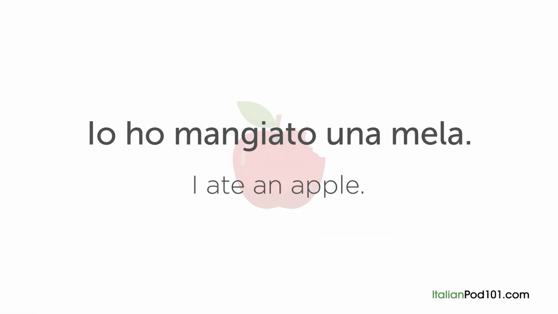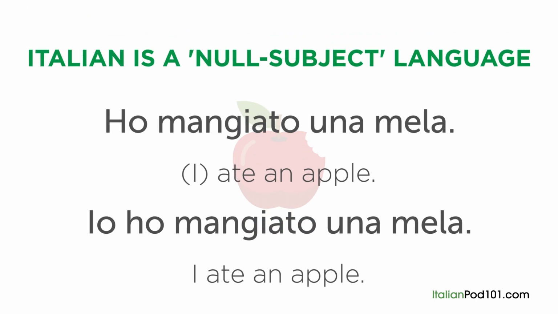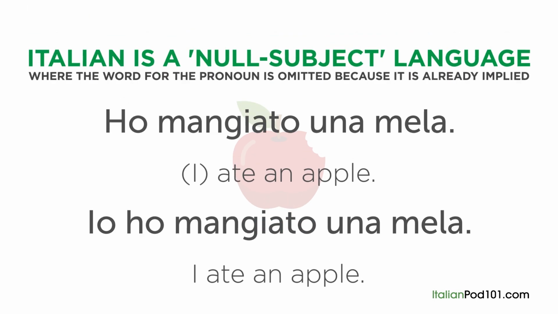More often than not, if you wanted to say I ate an apple in Italian, you would not say Io ho mangiato una mela. Instead, you would more likely say Ho mangiato una mela. This is because Italian is a null subject language where the word for the pronoun is omitted because it's already implied. This is because all of the information can be derived from the way the verb is conjugated in the sentence.